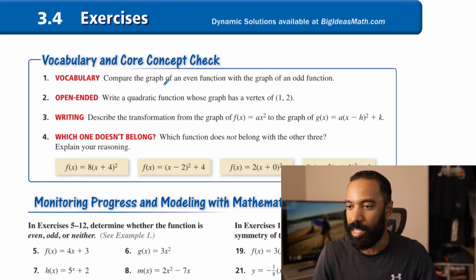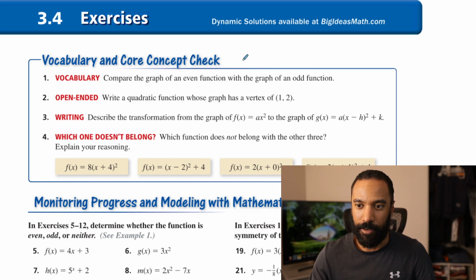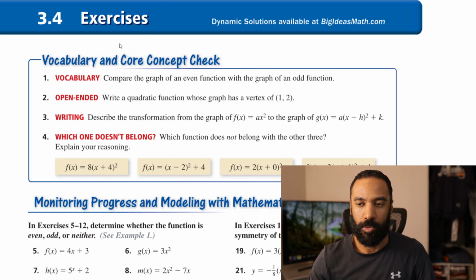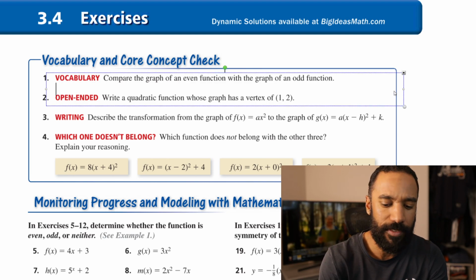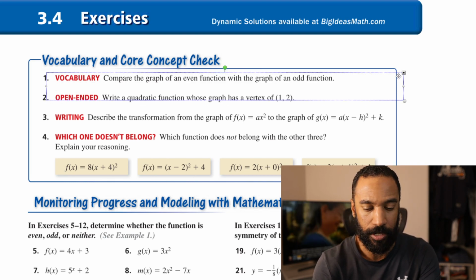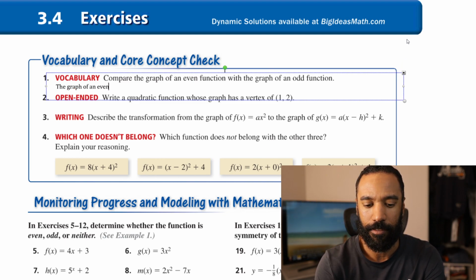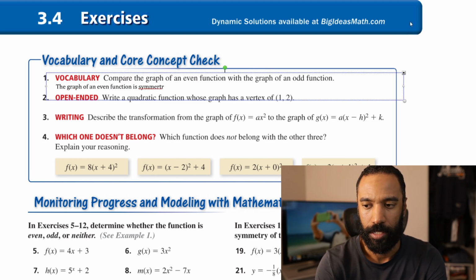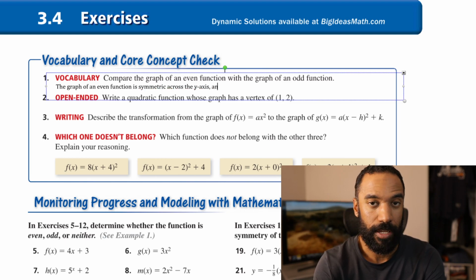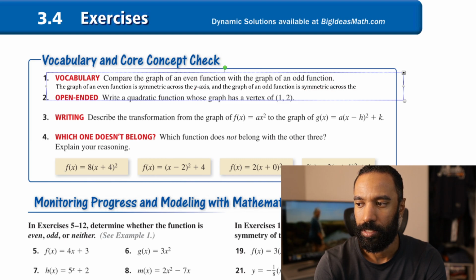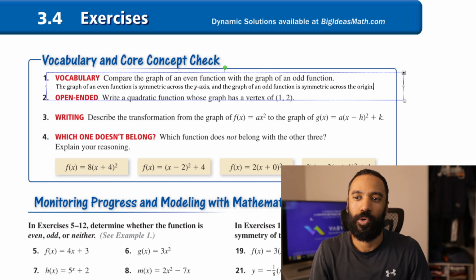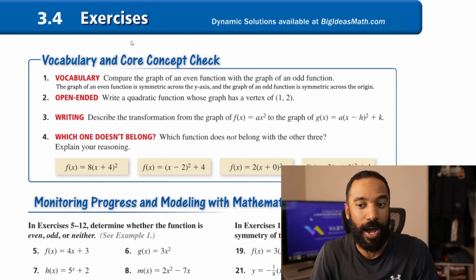Compare the graph of an even function with the graph of an odd function. This goes back to what we first began talking about. An even function is symmetric across the y-axis, and we still haven't seen a graph of them. I mean, you can imagine them, but the graph of an even function is symmetric across the y-axis, like a parabola can be, and the graph of an odd function is symmetric across the origin. So again, I'm sure we're going to see some, and if not, we're just going to have to deal with what they give us.